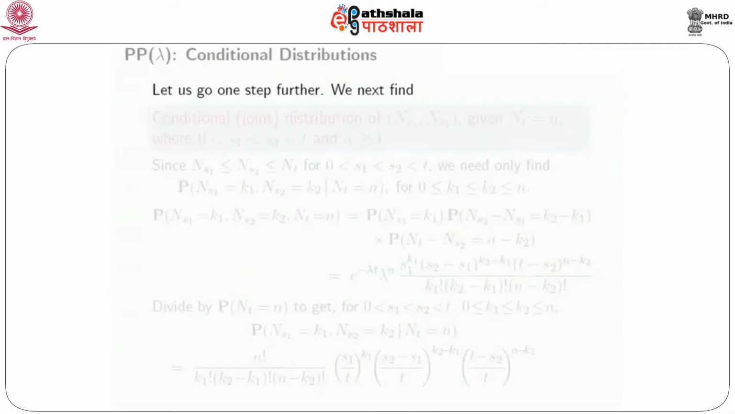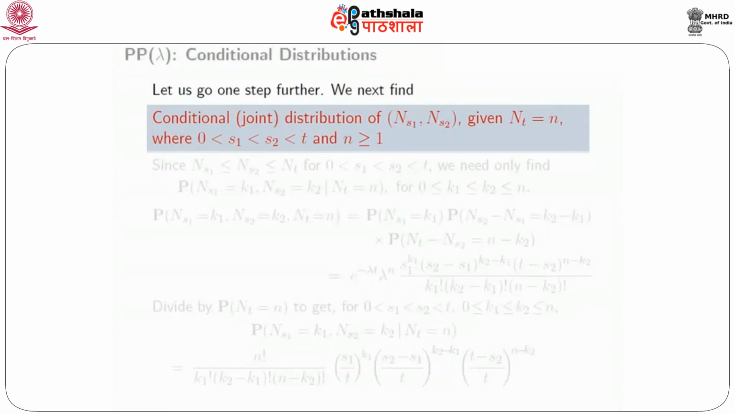Let's now go one step further. Suppose now we fix two time points s1, s2 less than t. So let's also say s1 is less than s2. We want to find the conditional joint distribution of N_s1, N_s2 given N_t equal to n. That is, given that exactly n events have taken place up to and including time t, we want to know, conditioned on that, how many events took place before time s1 and how many events took place before time s2.